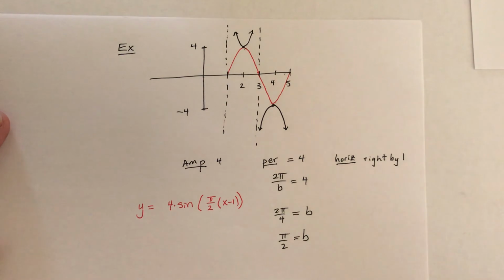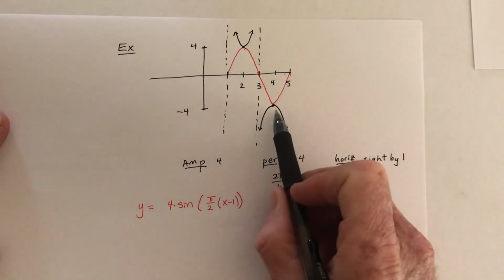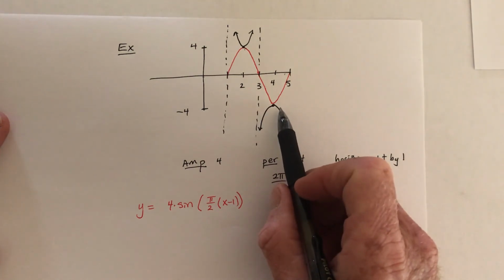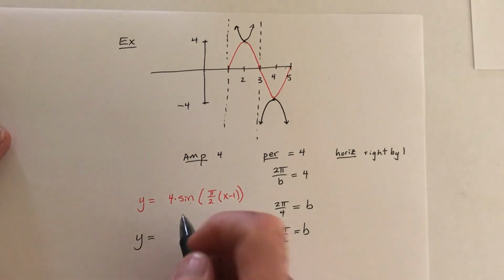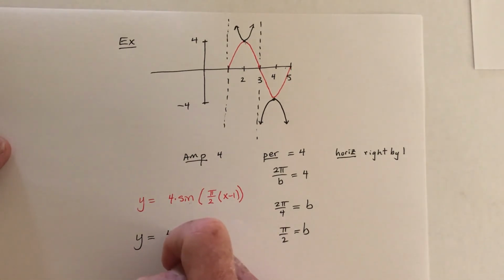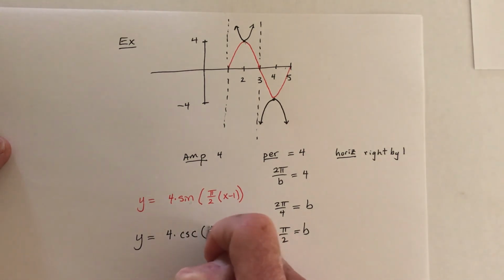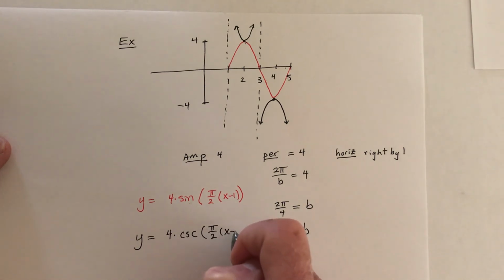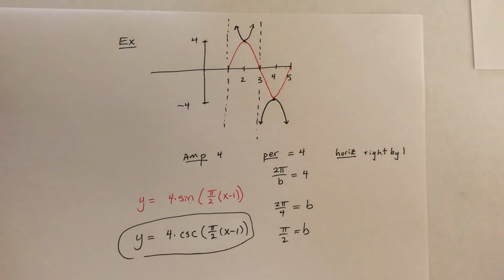Now if I do 1 divided by that, that's going to make this black part right here and this black part right here. Now the 4, that's just going to stay there because it's the trig function that I want to change. So I'm going to change it to 1 over sine, and 1 over sine is cosecant. So 4, and then cosecant pi over 2 parentheses x minus 1, and then that would be the equation.